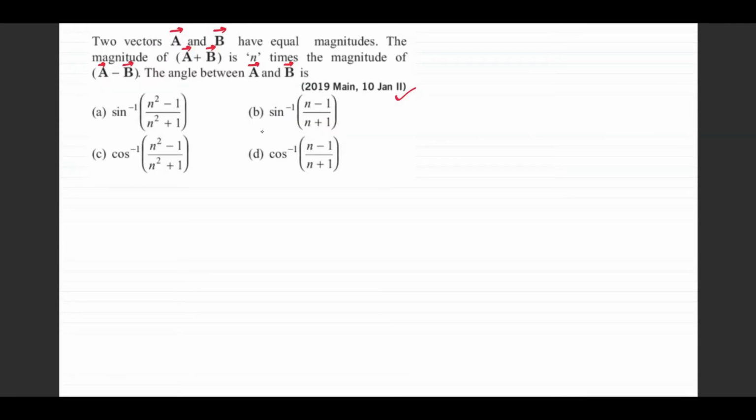Now this question is from JEE Mains 2019. Okay. In this question, it is given that the two vectors A and B have equal magnitudes. The magnitude of A plus B is n times the magnitude of A minus B. So can I say, if I look at magnitude of A plus B, it will be A square plus B square plus 2AB cos theta, square root, where theta is the angle between the vectors.